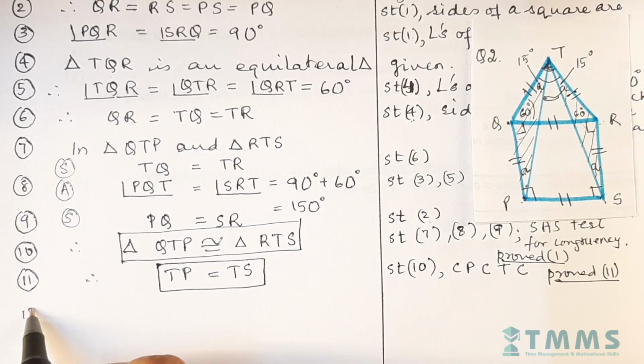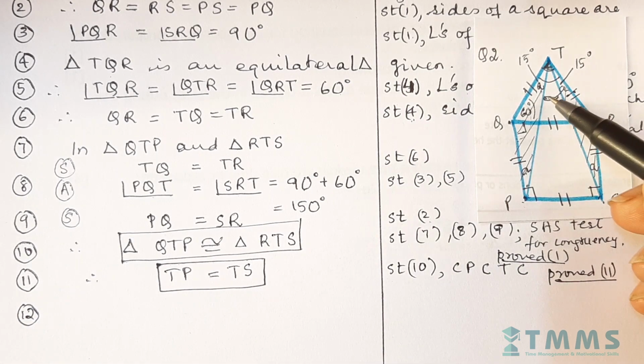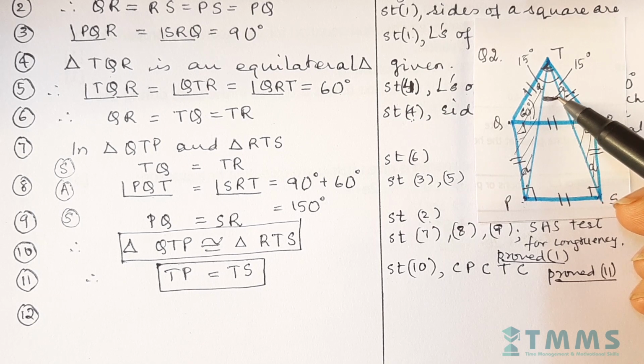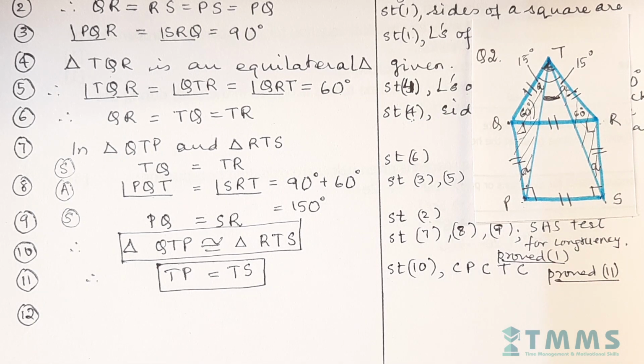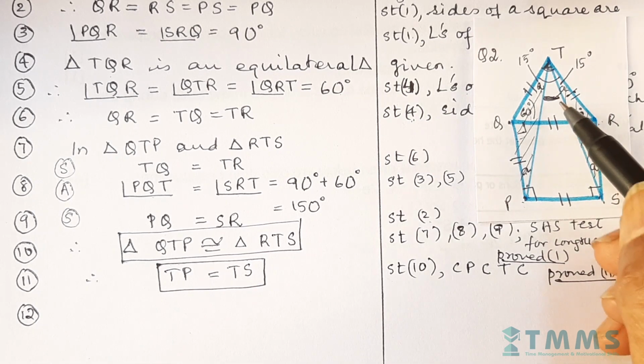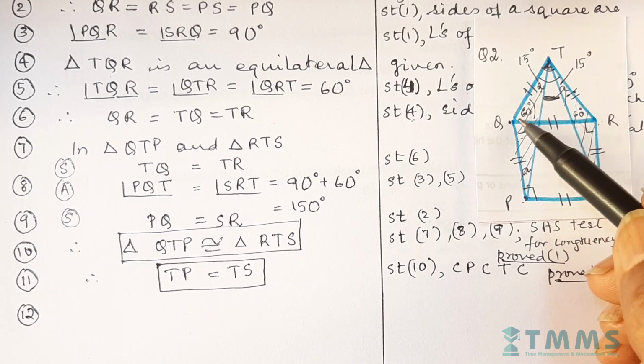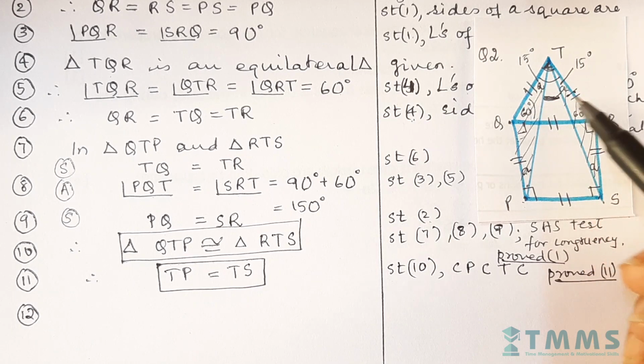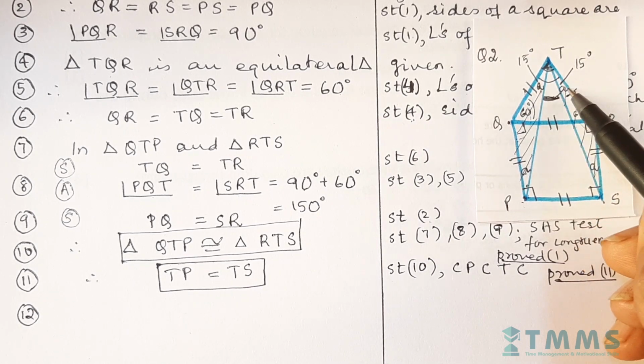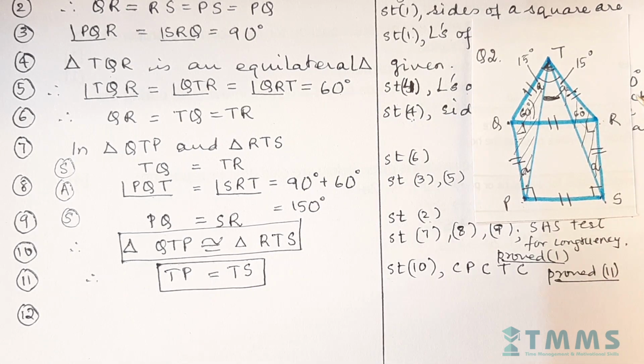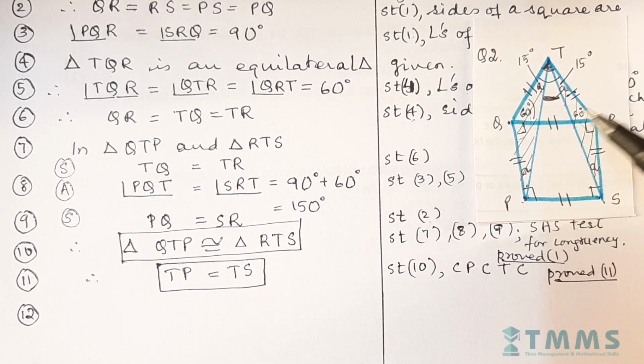Now we come to the next part. We have to prove that angle PTS over here, this one, is 30 degrees. So now what is this angle? Isn't it angle QTR minus this A and this A? Now, why did I call these A and A?